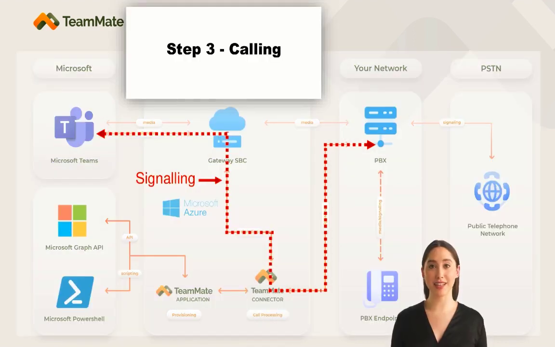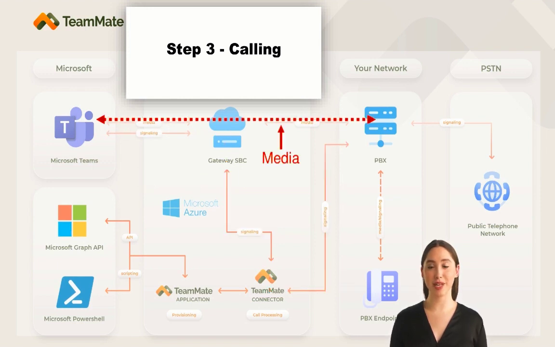When a call is placed, the SIP signaling traverses the back-to-back user agent, while the media streams directly between the SBC and the PBX. This maximizes call quality by minimizing the number of call streams for the RTP.